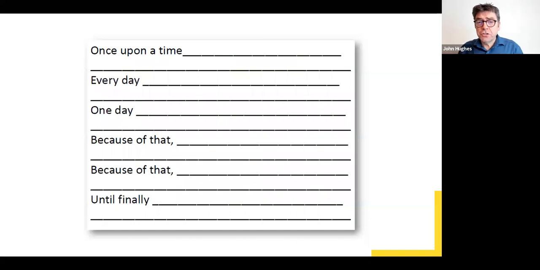If you teach it to students, for example, once upon a time there was a fish called Nemo. Every day Nemo went to school. One day Nemo disappeared. Because of that, his father went to look for him. Because of that, his father found him in Australia. Until finally his father brought Nemo home. That's basically the film. That's the story. And you can apply it to any other Pixar film.